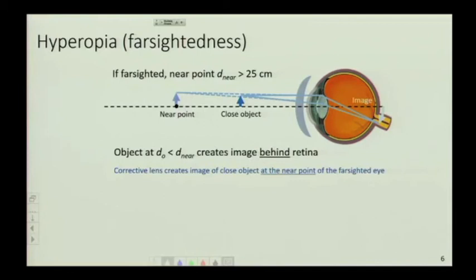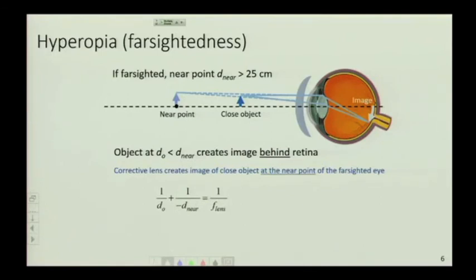So the object is located here. What I can see is an object located there. My corrective lens is taking the object located here and creating an image of that object at the point where I can see it. So here's your object distance, where the object is actually located. The image distance is the distance to your near point. Here's your close by object, this is the object distance. Here's your near point, that's the image distance.